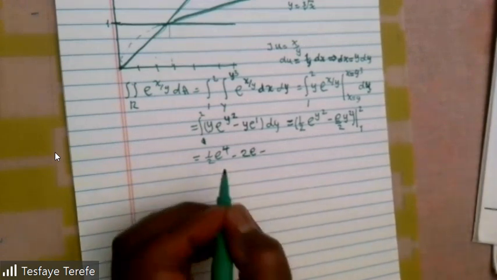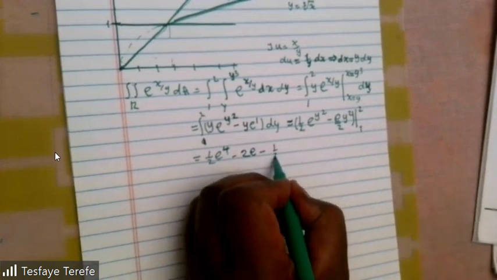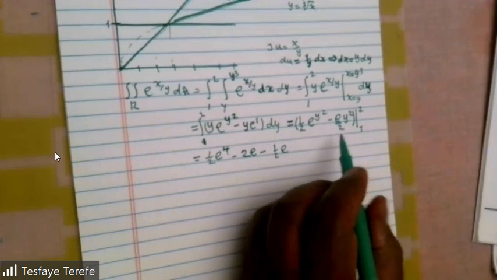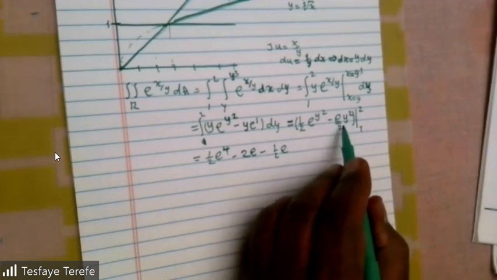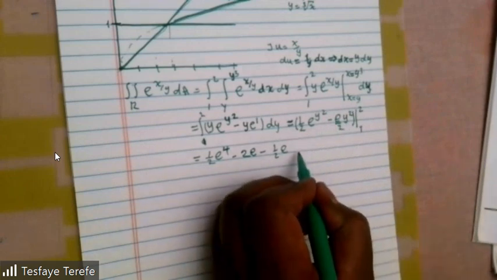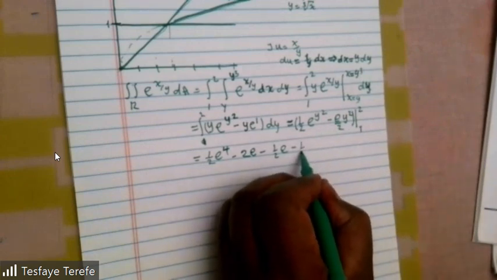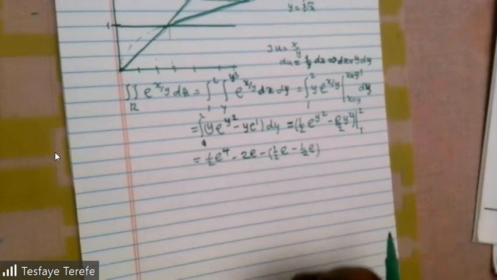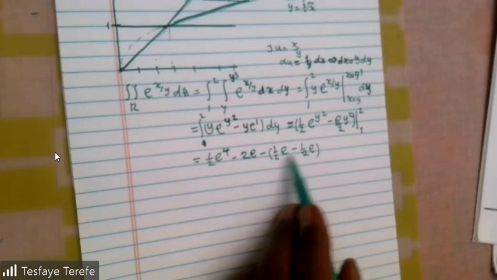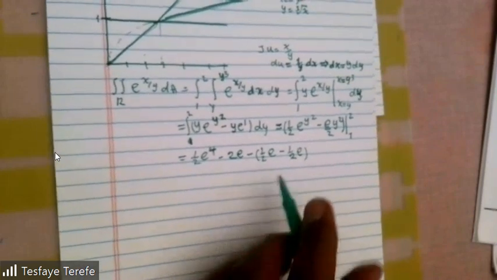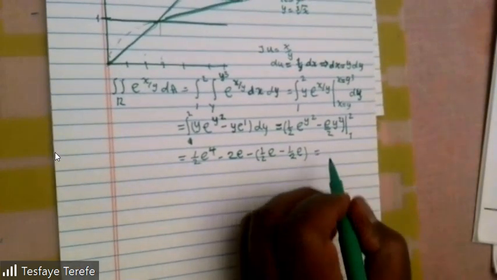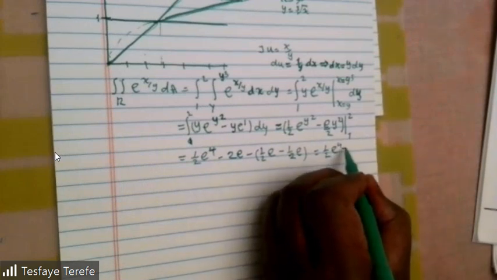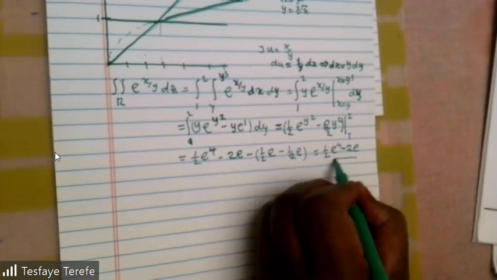And then minus 1 over 2e, because when we put in 1, the square is 1. And this one, when you put in 1, this is 1/2 e. And these two are going to be cancelled, and minus 0 is the same. Therefore, you have 1/2 e to the 4th power minus 2 times e, and that is the integral.